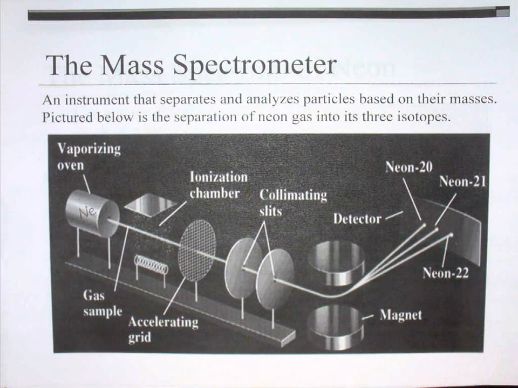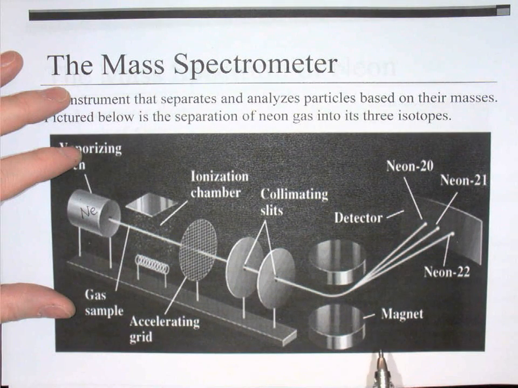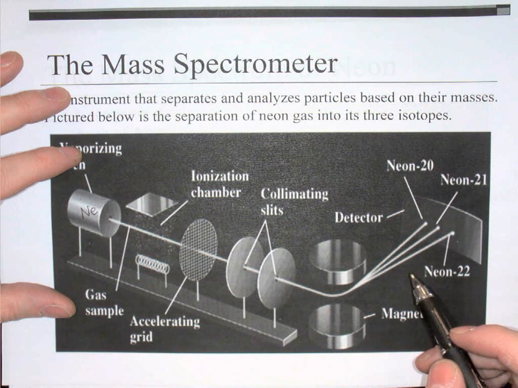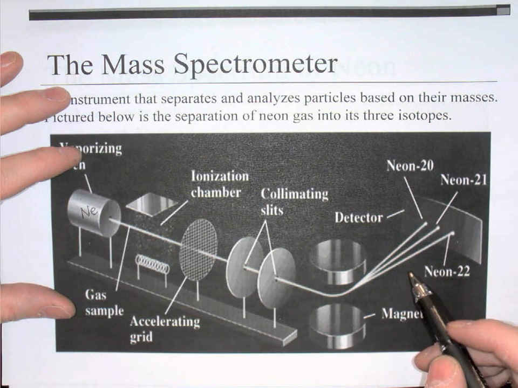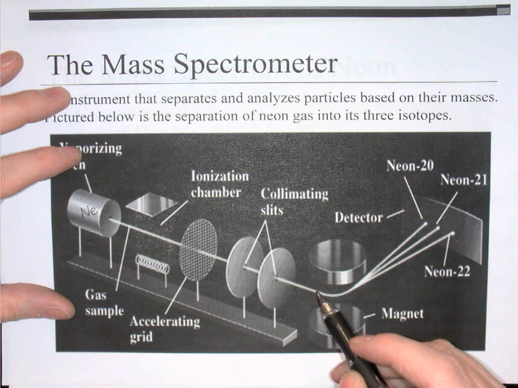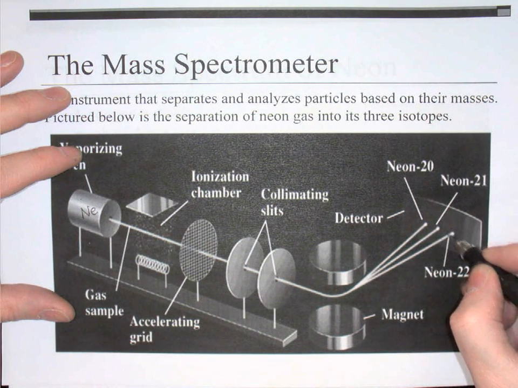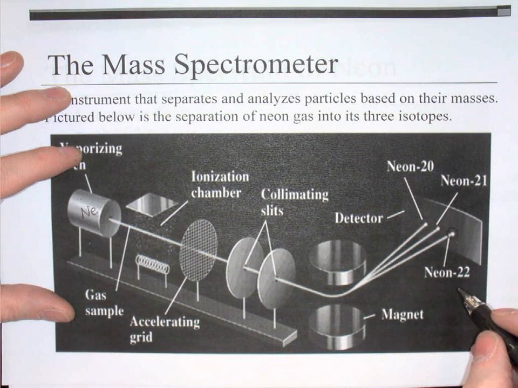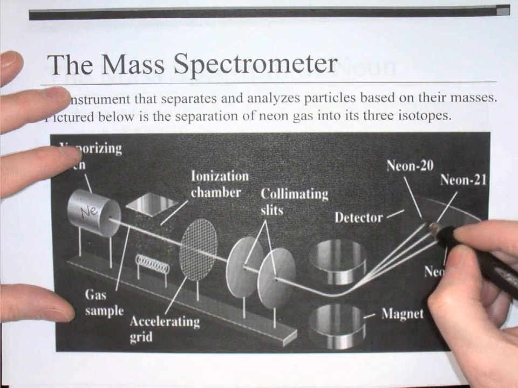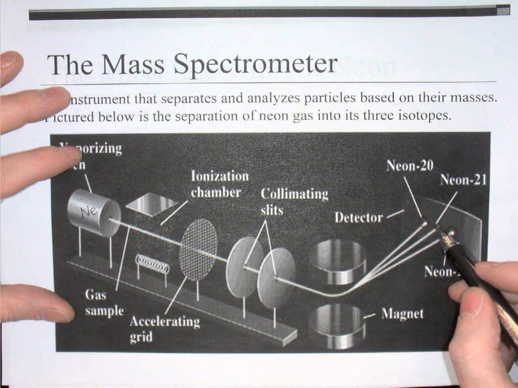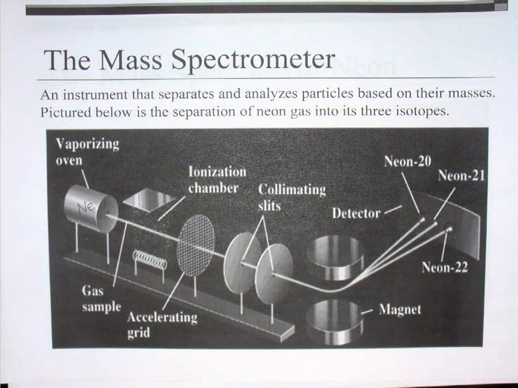Just like taking a slingshot, filling the sling with a handful of rocks and throwing them all at once, the heaviest rocks would travel the smallest distance. The lightest rocks would travel the furthest distance. So the magnetic field swings and spreads those isotopes out. The heaviest isotopes fall here, the shortest distance. The smallest isotopes fall over here, and we end up seeing 3 different hits on that screen.